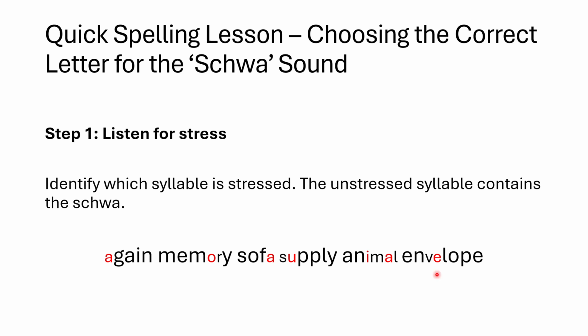Envelope. The first and last syllables are stressed, so the second syllable makes a schwa sound. Envelope.